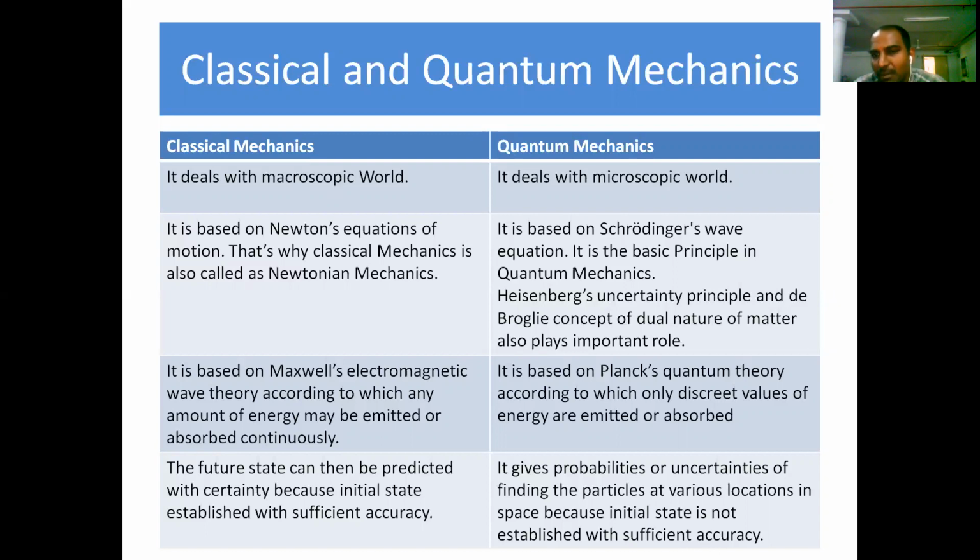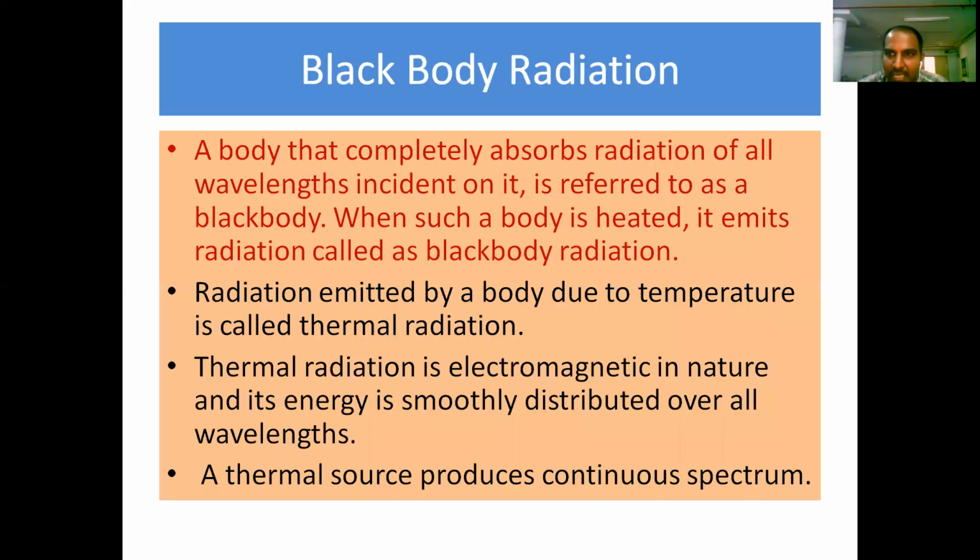In quantum mechanics, it is almost based on Planck's quantum theory, according to which only discrete values of energies are permitted to be emitted or absorbed. So, as already mentioned, a very important point is that it gives probabilities or uncertainties of finding the particle at various locations in space because the initial state is not established with sufficient accuracy.